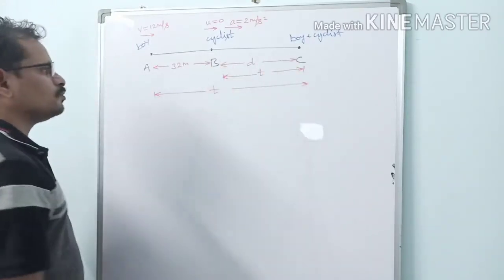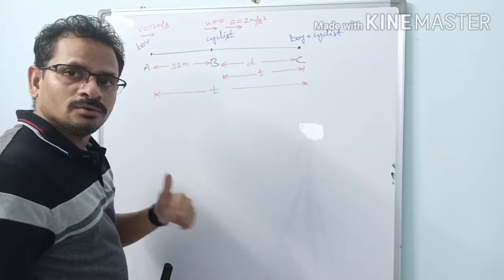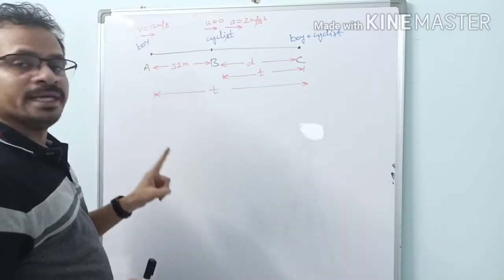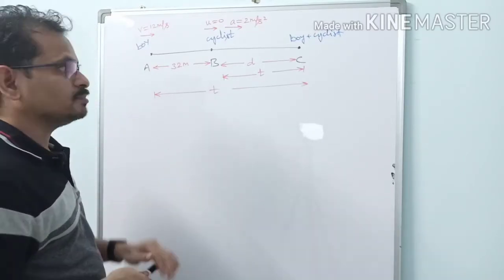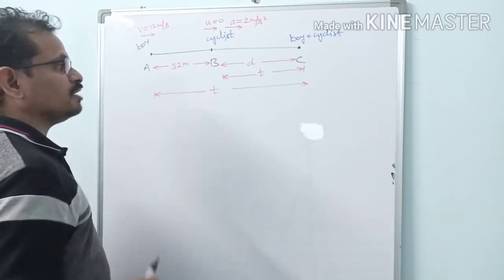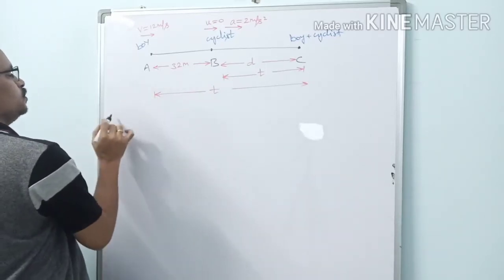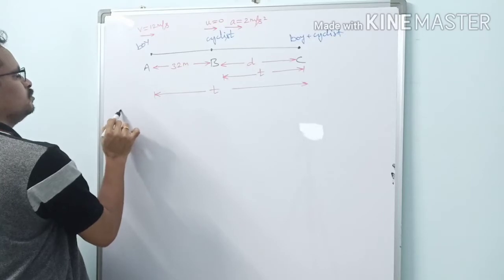Now the diagram part is over. Let us make mathematical equations to solve it, because we have to find t. Let us do it. Motion of the boy.